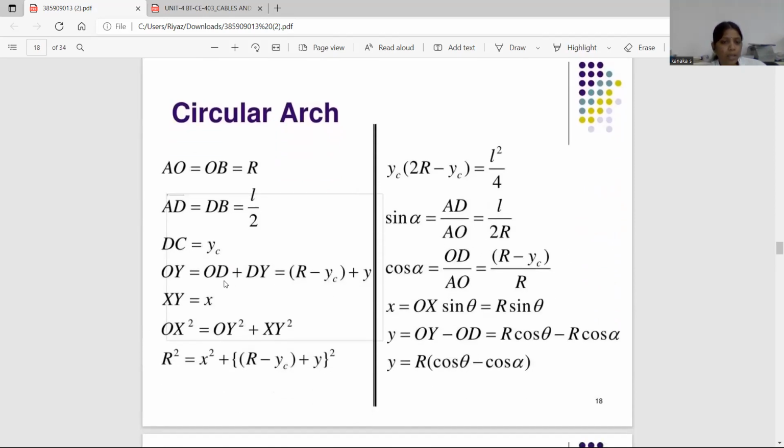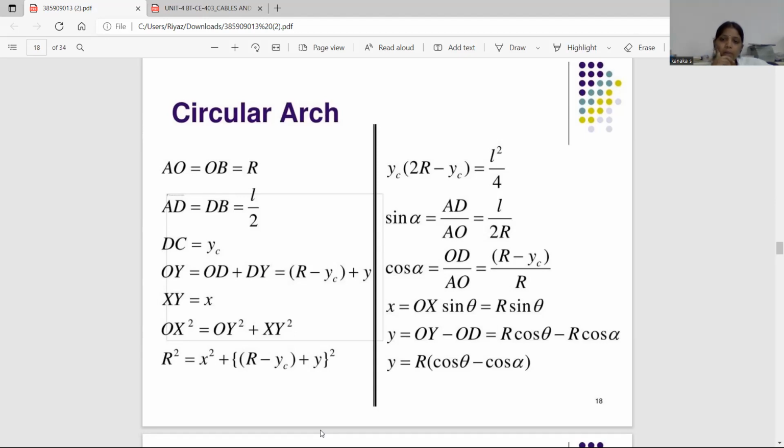OD means capital R minus yc, and DY is y. So XY is equal to x. So R squared equal to x squared plus R minus yc plus y, whole squared. So yc into 2R minus yc equal to L squared divided by 4.